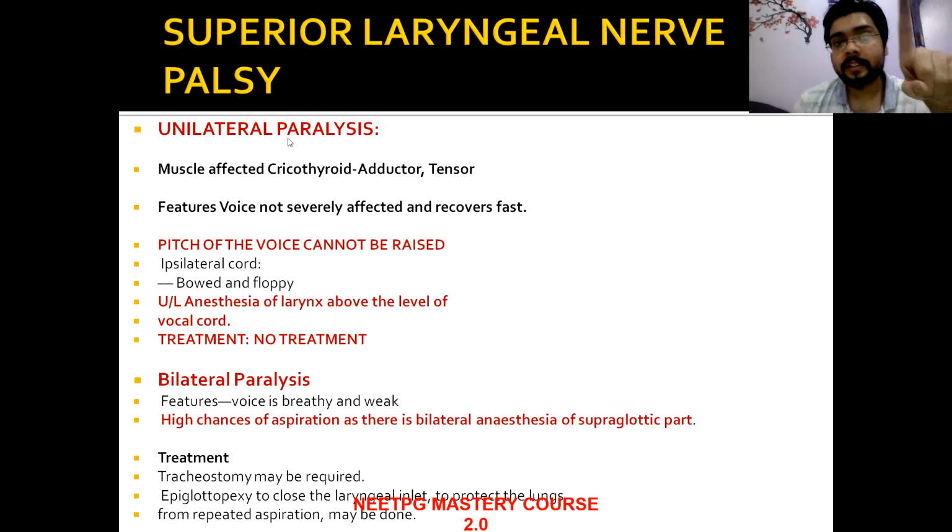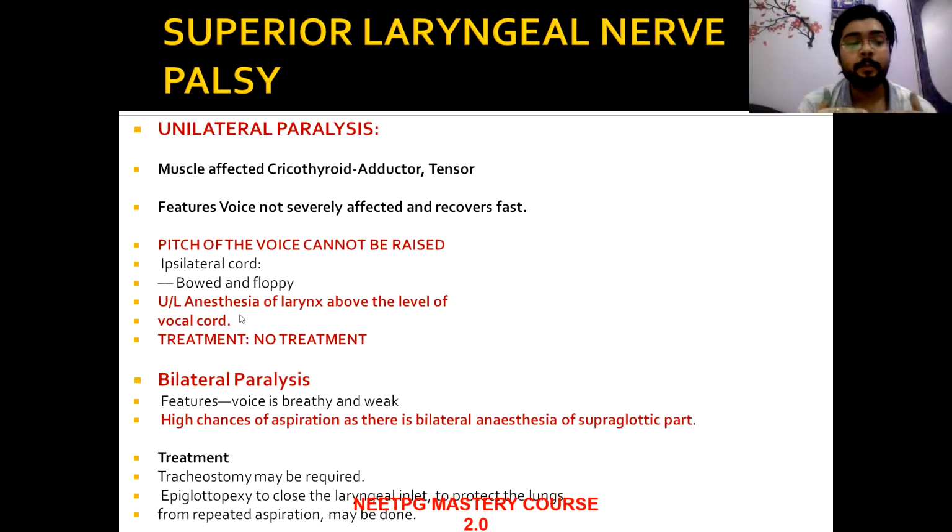So first we will discuss the first situation, that is for this question, unilateral superior laryngeal nerve palsy. In this case, what will be affected? It supplies one muscle, that is cricothyroid, which is a tensor. So here the pitch of the voice cannot be changed, and there will be unilateral anesthesia of the larynx above the level of the vocal cord. Usually it does not require any treatment. That means with conservative treatment things resolve.